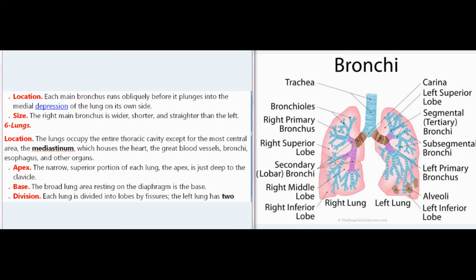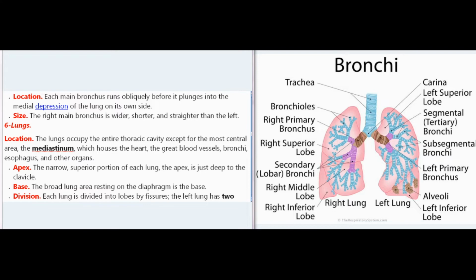Lungs. Location. The lungs occupy the entire thoracic cavity except for the most central area, the mediastinum, which houses the heart, the great blood vessels, bronchi, esophagus, and other organs. Apex. The narrow, superior portion of each lung, the apex, is just deep to the clavicle. Base. The broad lung area resting on the diaphragm is the base.